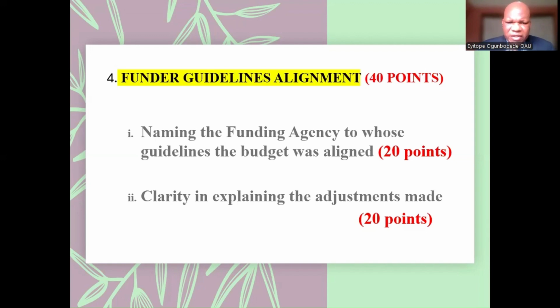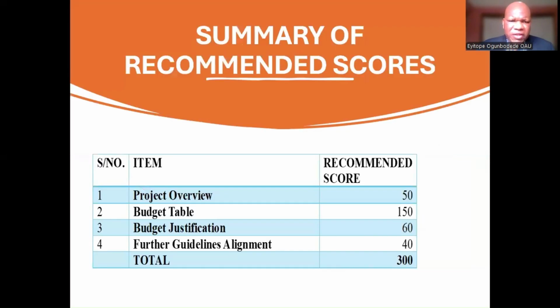Now let us look at the summary of the scores. So when you look at the summary of what we are recommending as the scores, you find that the project overview will be 50 marks, budget table will be 150 marks, the budget justification will be 60 marks, and then further, alignment with the guidelines of a funding agency, so the funder's guidelines alignment, will be 40 points.